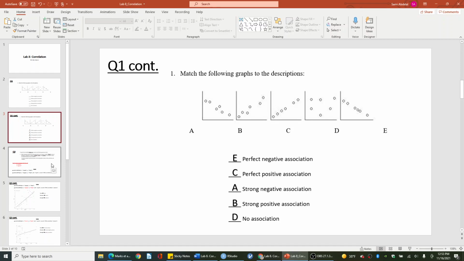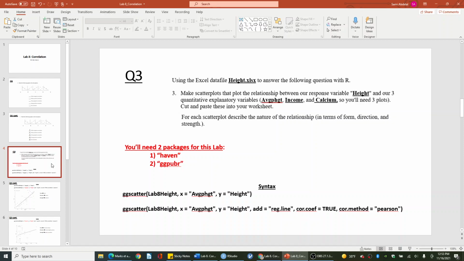Okay, let's get to the good stuff. For question 3, you're given an Excel spreadsheet, and you're supposed to make scatter plots that show the relationship between different variables. So our dependent variable is going to be height, and then these are our independent variables: average parent height, income, and calcium. So you'll need 3 separate plots. We're going to go over 2 of those plots during this video. And for each plot, you should do exactly what we did in question 1 here.